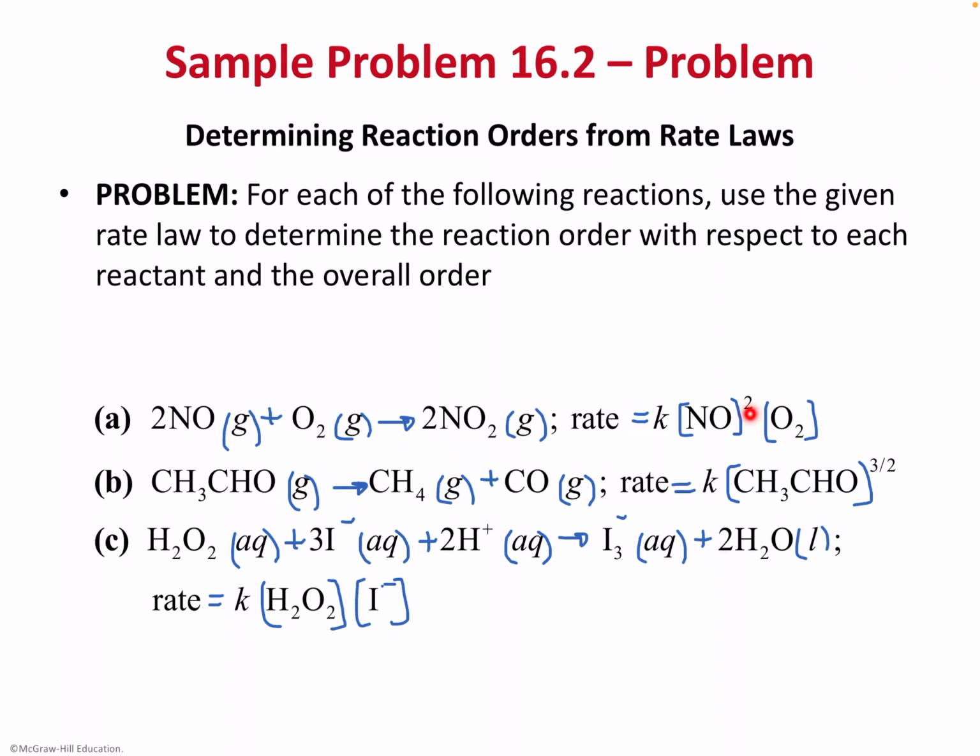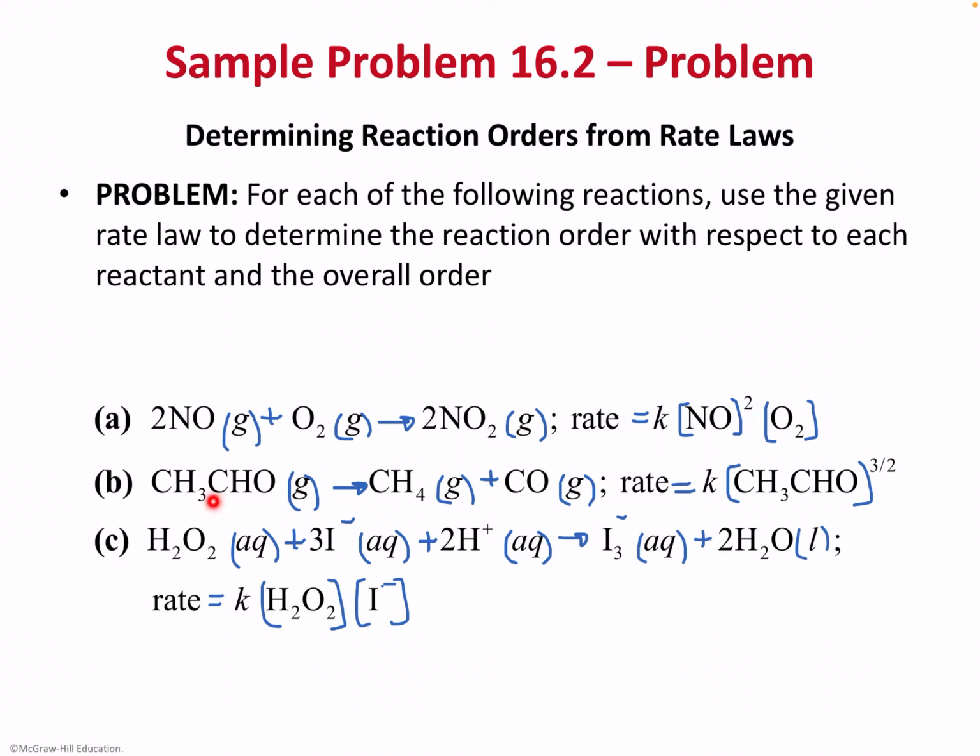The rate law was given based on the experimental data. It is 2 here, so with respect to nitrogen monoxide it is second order. What about the oxygen? Since 1 is not written here, and normally we don't write 1, it is first order with respect to oxygen. So 2 plus 1 is 3, so the overall order would be third order.